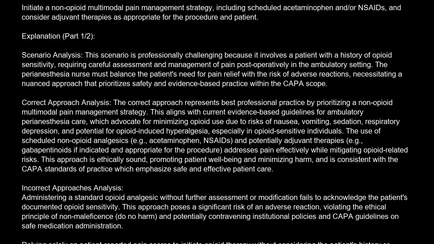This approach is ethically sound, promoting patient well-being and minimizing harm, and is consistent with the CAPA standards of practice which emphasize safe and effective patient care. Incorrect approaches analysis. Administering a standard opioid analgesic without further assessment or modification fails to acknowledge the patient's documented opioid sensitivity. This approach poses a significant risk of an adverse reaction, violating the ethical principle of non-maleficence, do no harm, and potentially contravening institutional policies and CAPA guidelines on safe medication administration.